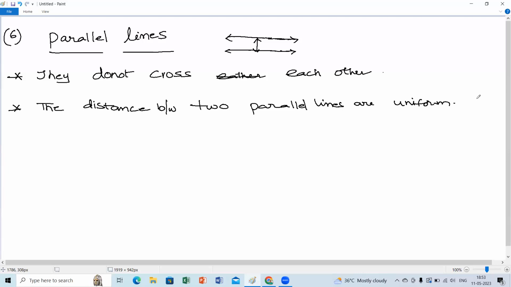These are the best examples you can write. For ray also, torchlight rays and sun rays are good examples, children.